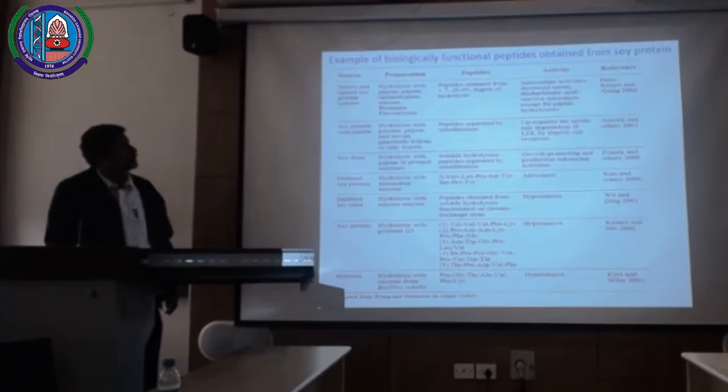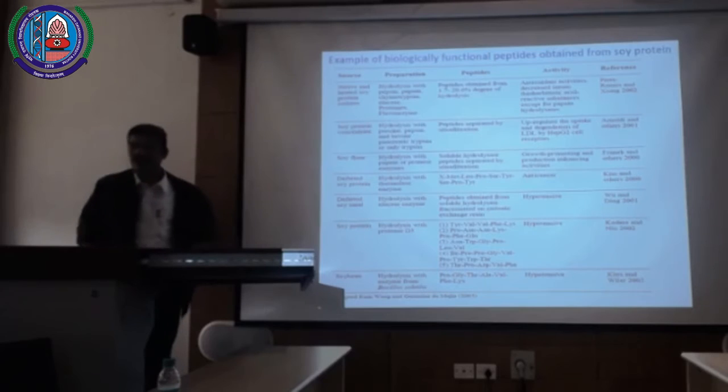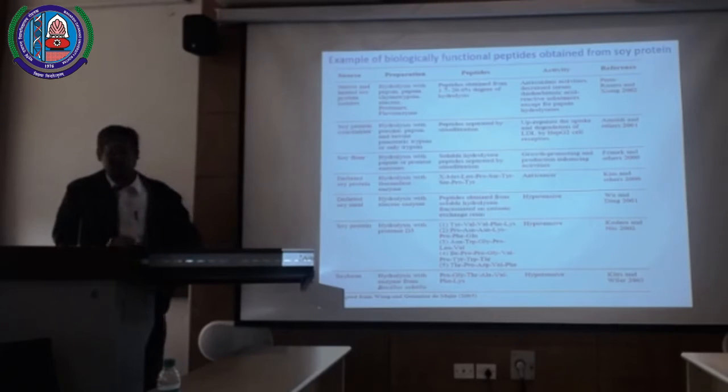Let's see some examples taken from literature, the functional peptides of soy protein. Papain and other enzymes are used here to produce hydrolysates. They have antioxidant activities, control lipid levels, and anti-cancer activity. Whether it's defatted soy protein or soy flour doesn't matter, it has these properties, so it's a good source for that.